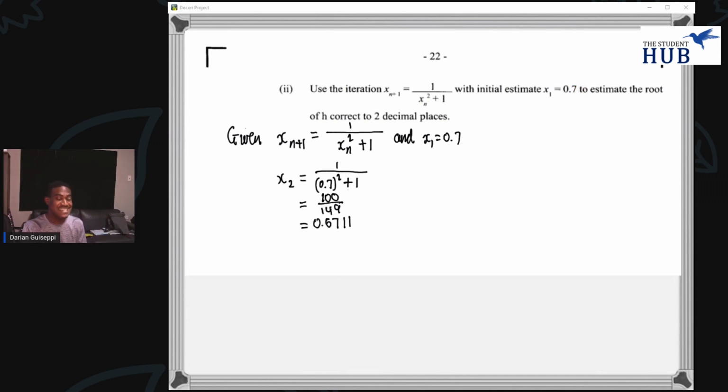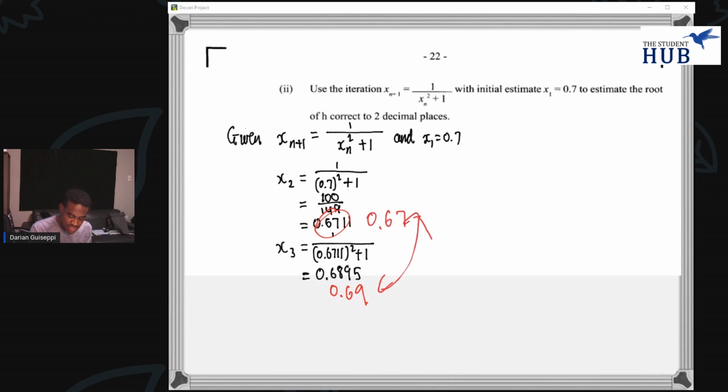So let's move on to the third approximation. Plug in 0.6711 into the iterative formula now, because that is your second approximation you're using to get your third approximation, right? So we get this. So we always check. If we approximate this to 2 decimal places, we'll get 0.69, right? But this approximated to 2 decimal places is 0.67. They aren't the same. So we have to move forward.